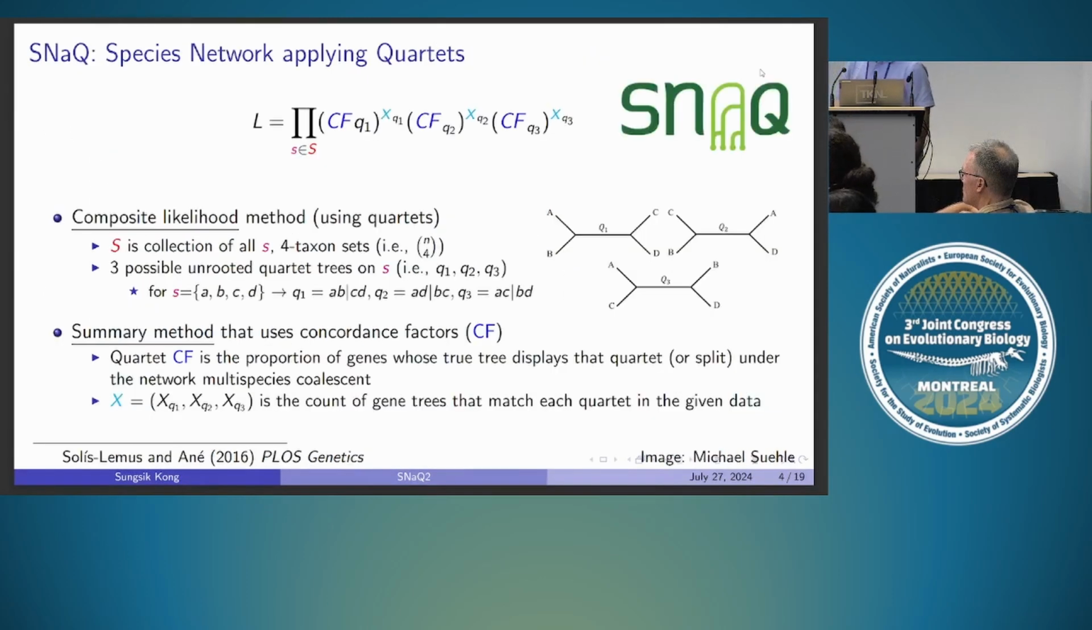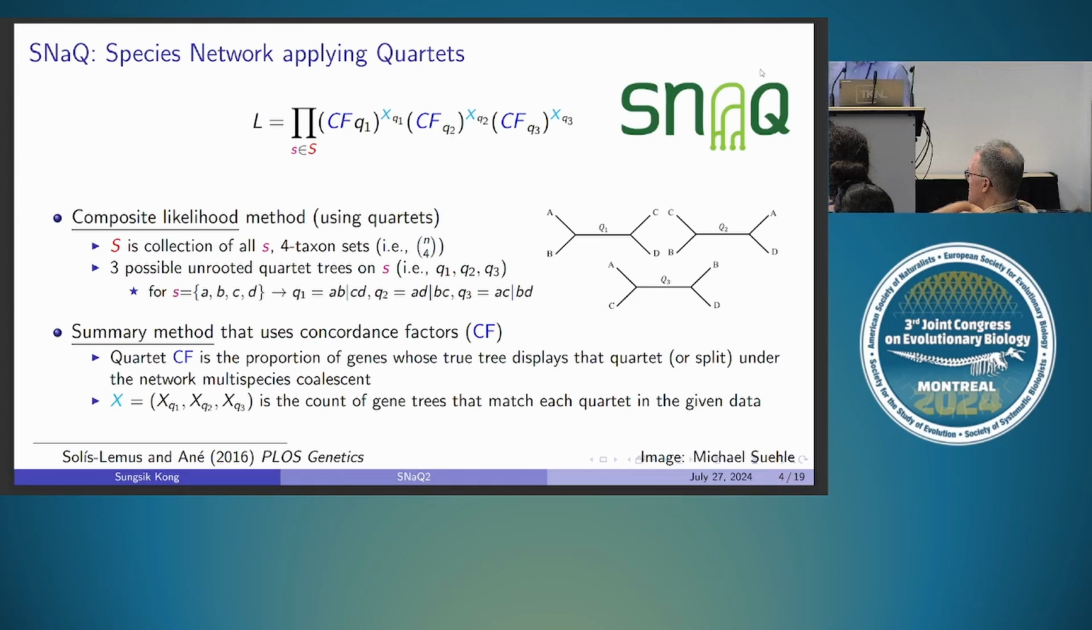To briefly talk about how SNaQ works, it is an acronym for Species Networks Applying Quartets. It's a composite likelihood method where the idea is, instead of tackling the big, difficult problem that may be computationally very heavy, we break the problem down into smaller pieces. We find a solution for those smaller pieces and combine them together to approximate the likelihood for the bigger problem. The smaller pieces here represent taxon sets composed of 4 species.